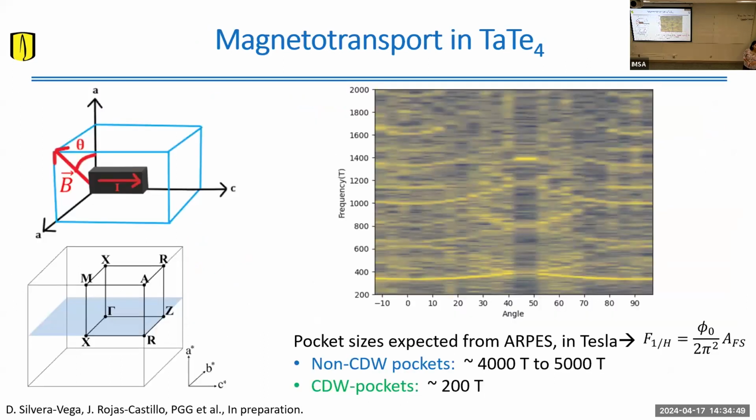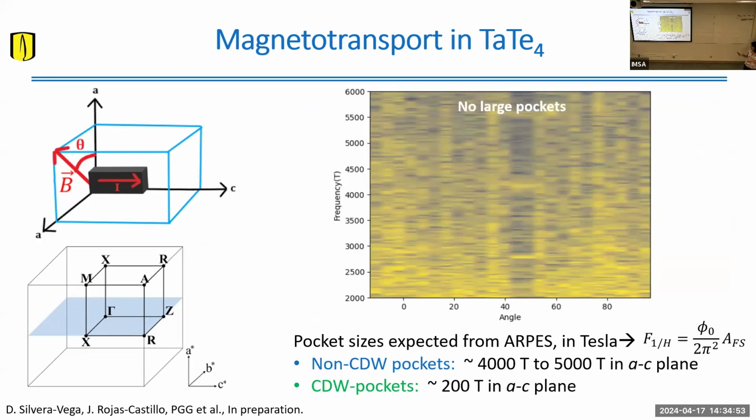All right. So what we did is, with all that and with our DFT friends, we tried to search for things. So large pockets. The ARPES pockets of the non-CDW reconstructed bands, if you use the Onsager relation, should be of the order of 4,000 to 5,000 Tesla, the cross-sectional area. We see nothing at that. So we don't see the large pockets that they observe in ARPES, which is a mystery.